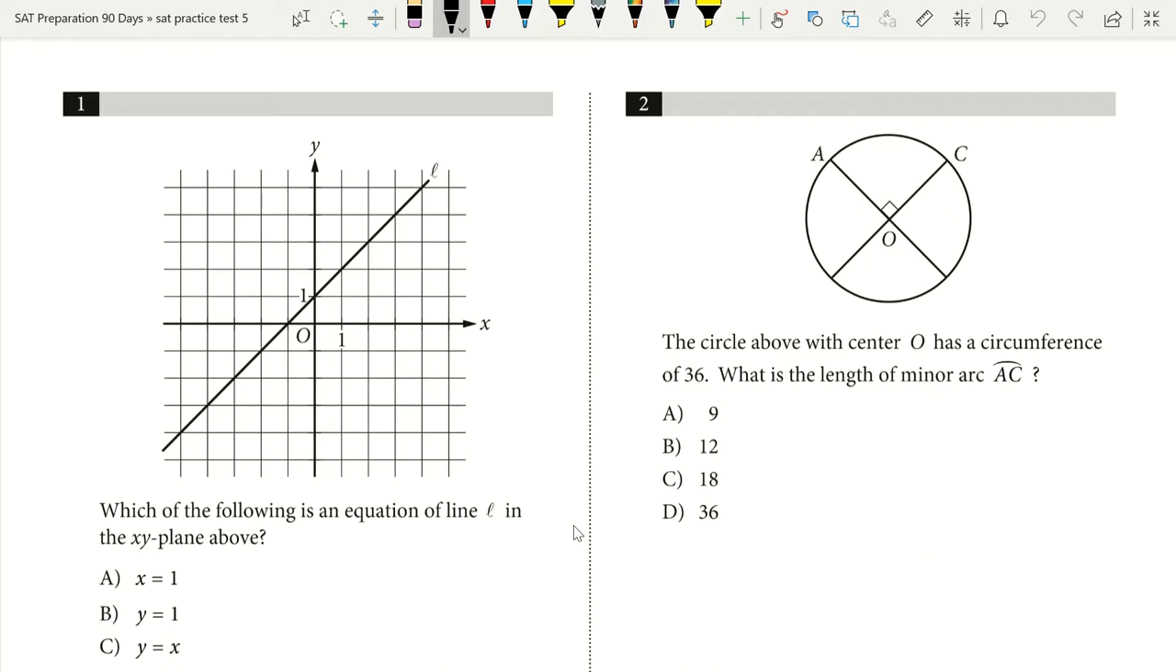You're going to have to pull this up on your own. I've got the practice test linked in the description, so click on that. Open the PDF, print it off if you'd like, or you can work off the PDF. I'd recommend printing it off, but it's up to you. So that's SAT Practice Test 5, the Math No Calculator section.